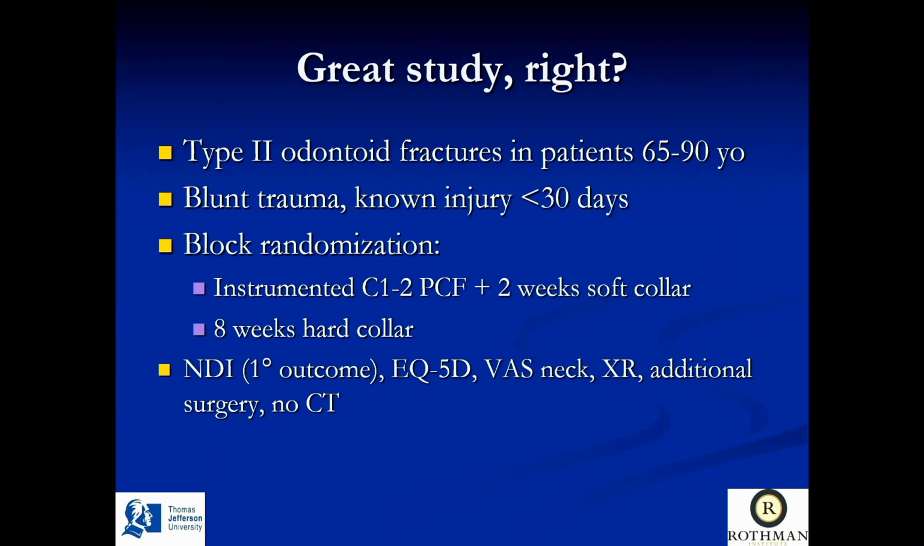We were trying to include patients with type 2 fractures, 65 to 90 years old, as a result of blunt trauma with a known injury. We planned to use a block randomization strategy to either a posterior cervical fusion at C1-2 with a soft collar for 2 weeks, or 8 weeks in a hard collar, as the two treatment groups, and to track the same things that we had tracked in the other study. We were not going to chase down CT scans, because I thought that may not really reflect outcome anyway.